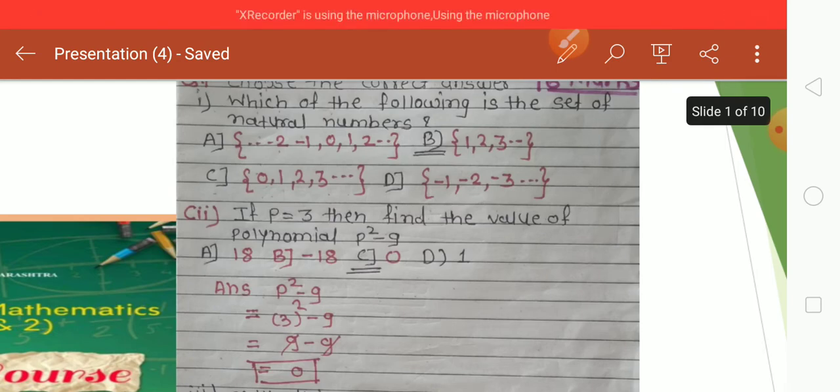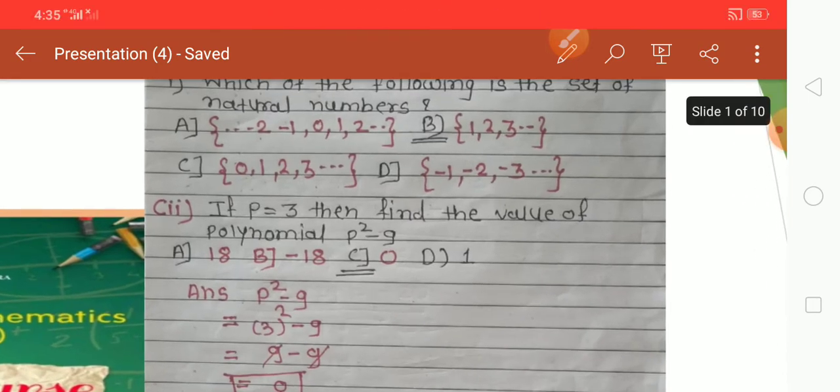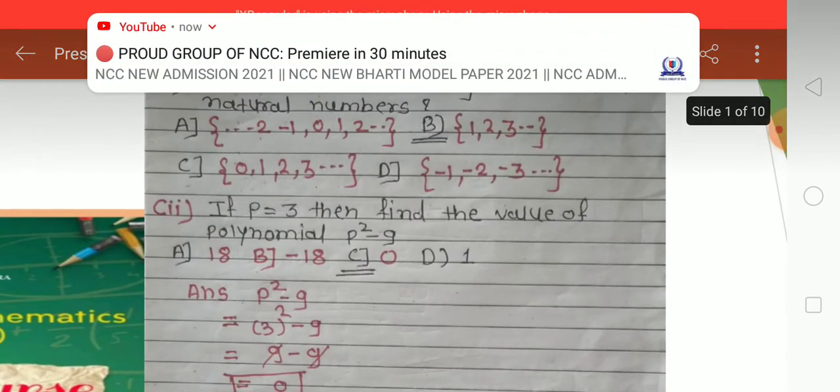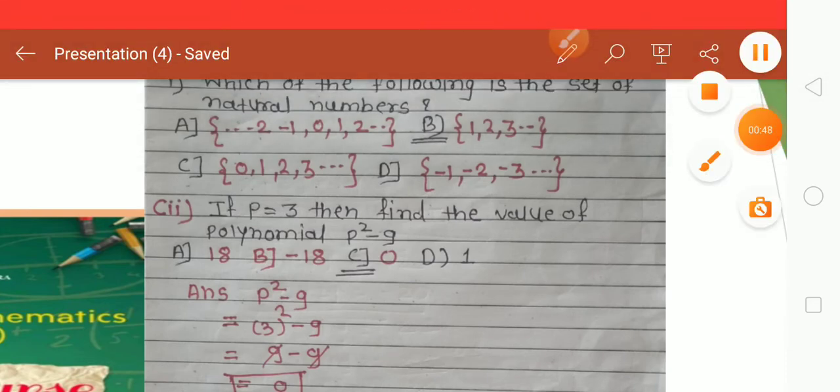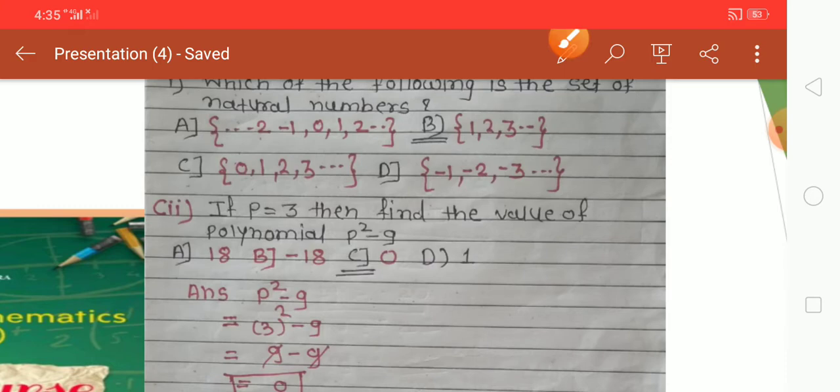So what is the first question? Which of the following is the set of natural numbers? Now we will see which set of natural numbers is found in it. See here, the answer B is the final answer. It is the natural number set because -2, -1, 0, 1, 2 are positive and negative integers. In natural numbers there are positive integers, and the natural number set starts from 1. So that is the first answer.